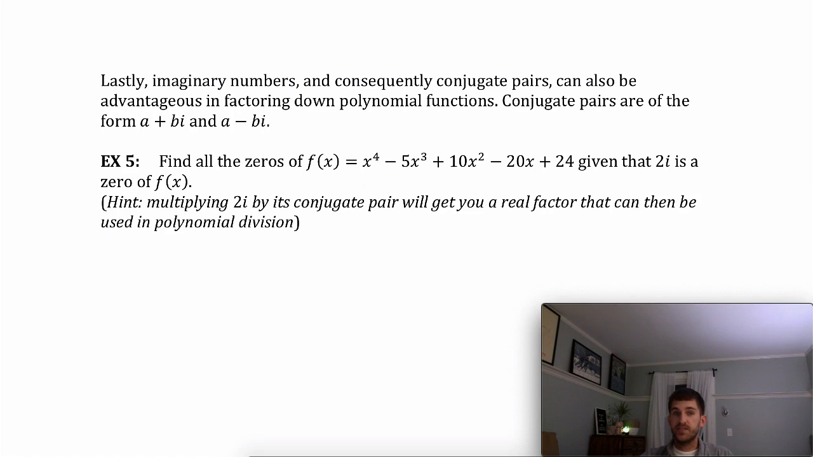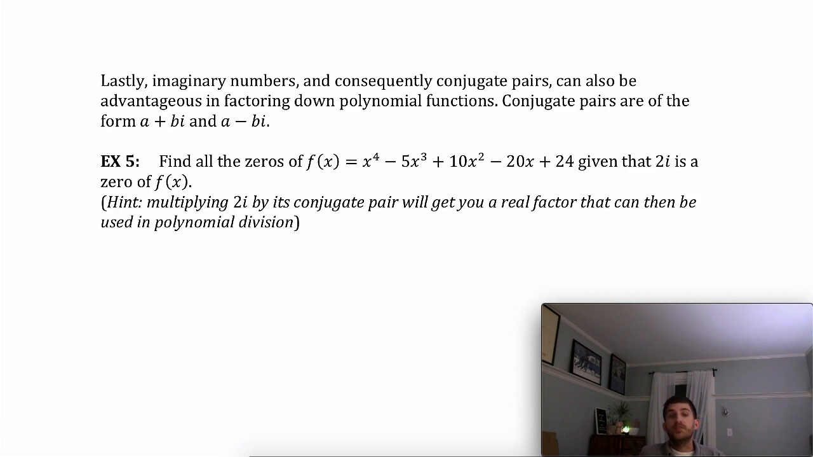All right, the last thing for this section is we're going to be working with imaginary numbers. So imaginary numbers and consequently their conjugate pairs, like we talked about in the previous section, can also be advantageous when we're trying to factor things down, factoring out polynomials. Remember, conjugate pairs, if you have something in the form a plus bi, its conjugate is a minus bi.